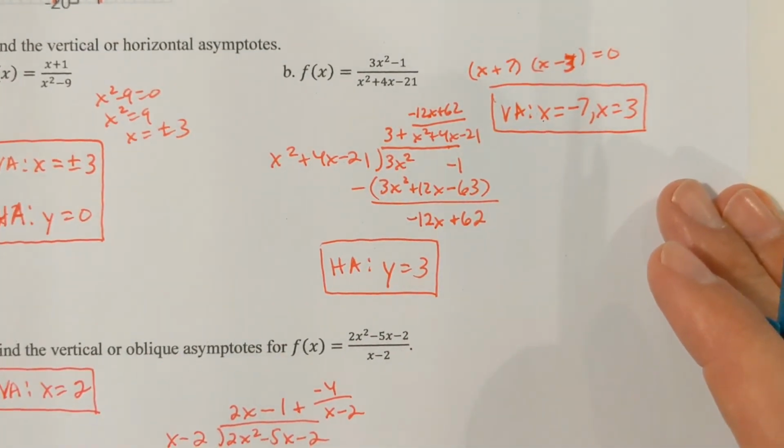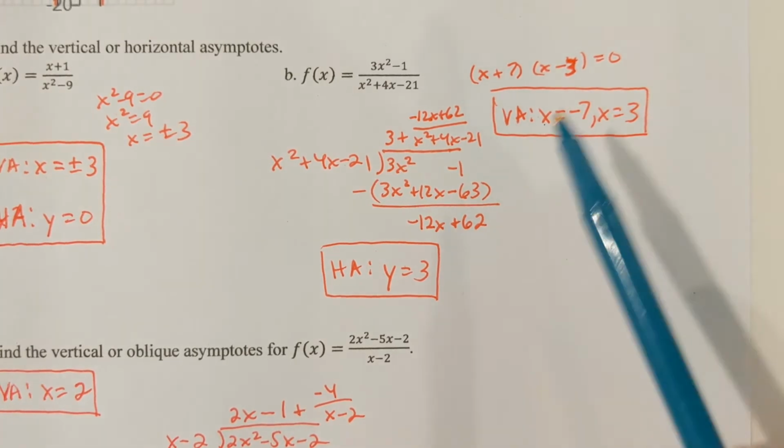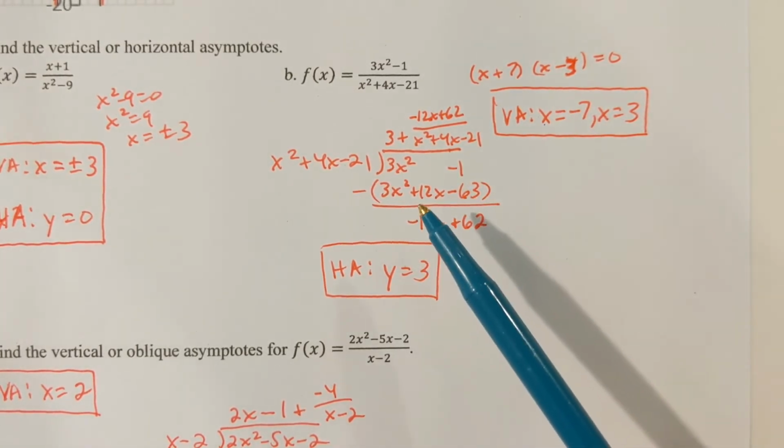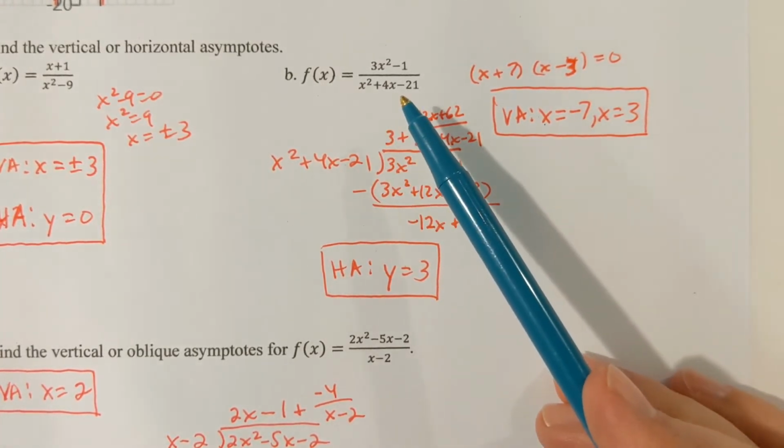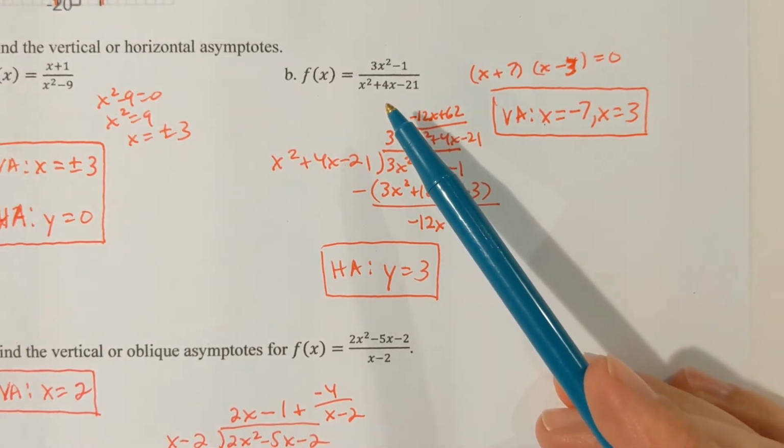Okay, part B, same deal. I want to find the equations of the asymptotes. And so to get the vertical asymptotes, I'd want to be aware of the domain of the function.